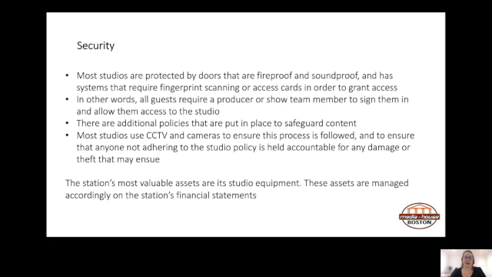The station's most valuable assets are its studio equipment. These assets are managed accordingly on the station's financial statements and have to be amortized in terms of cost and tracked in terms of depreciation. This means that the station can spread the cost of new equipment over several years in order to calculate its return on investment once the costs have been paid off. This also means that you can project how long a piece of equipment will last, and then you can budget for when that piece of equipment needs to be replaced or upgraded.